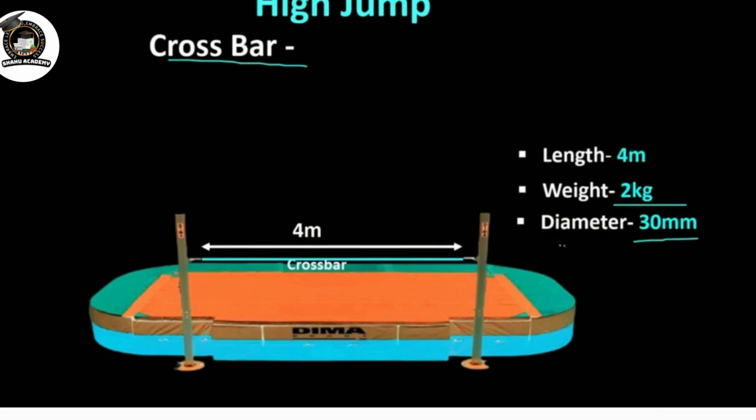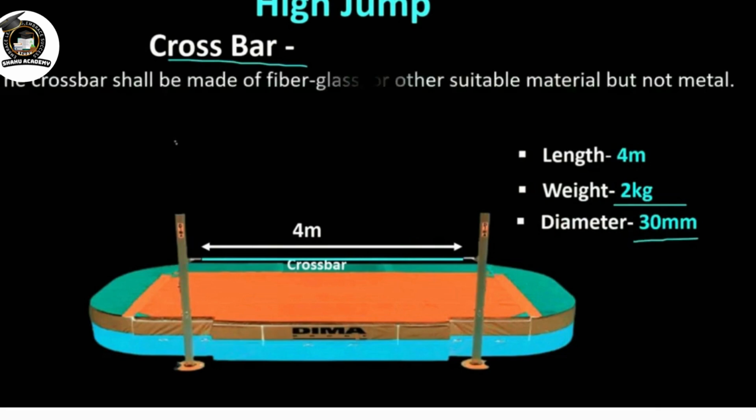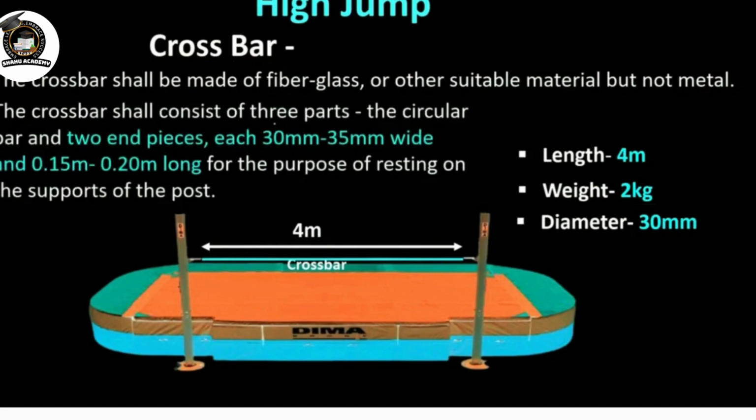The one that runs in the middle is circular, it is round, and the side ones are flat from the bottom so that it is easy on the boot. How wide are these ends? They are between 30 and 35 millimeters wide, and they are long from 0.15 to 0.20 meters.